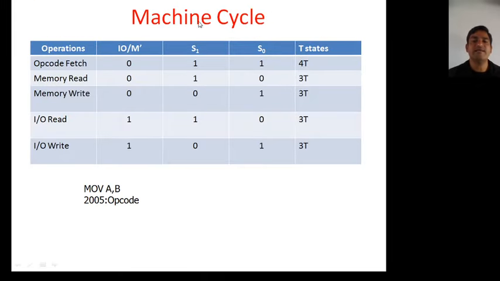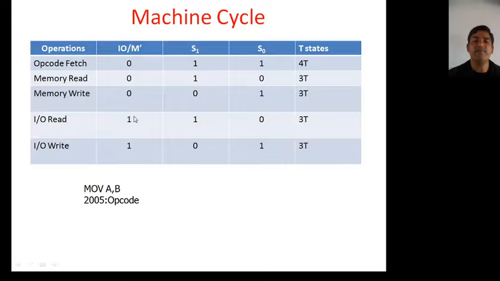Now come to machine cycle. There are different operations: opcode fetching, memory read, memory write, input output read, input output write. For opcode fetching, IO/M dash value will be 0, S1 and S0 will be 1 1, and total T states required are 4T. In case of memory read, it will be 0, 1, 0, and 3T states. Memory write will be 0, 1, 0, 1, and the time required to execute the memory write machine cycle is 3T.